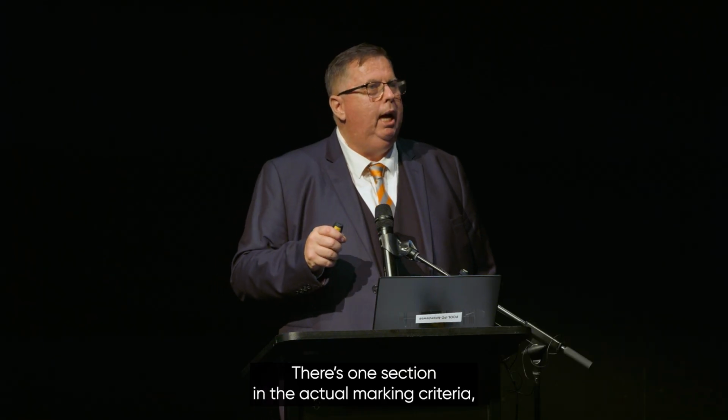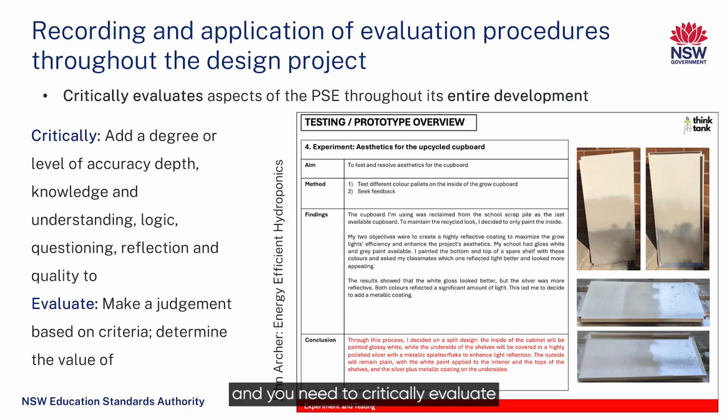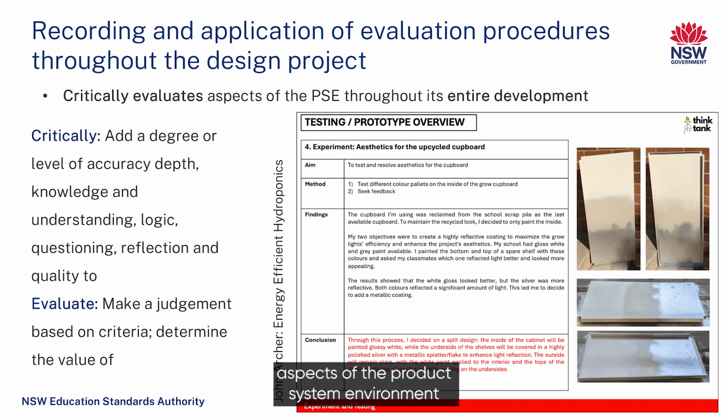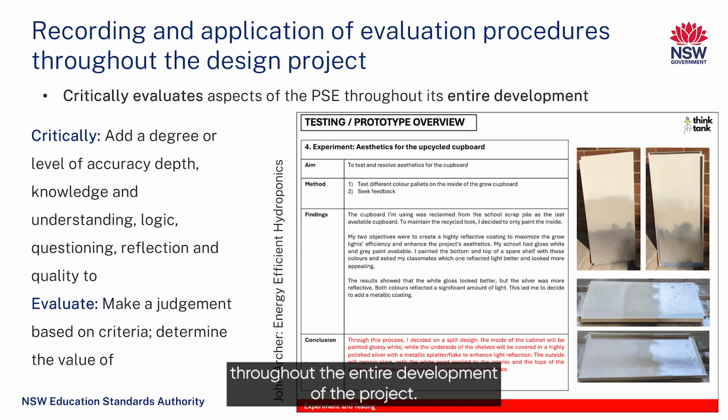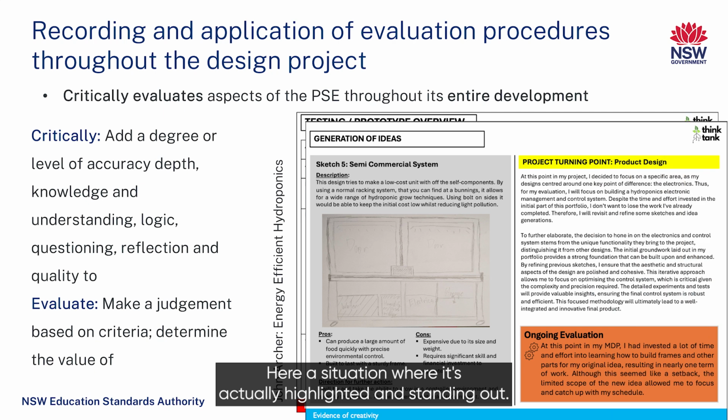There's one section in the actual marking criteria which is a record and application of evaluation procedures. And you need to critically evaluate, so you can see we're getting to quite high language in the key words, aspects of the product system environment throughout the entire development of the project. Different coloured fonts can actually help us understand where you're evaluating. Here, a situation where it's actually highlighted and standing out.